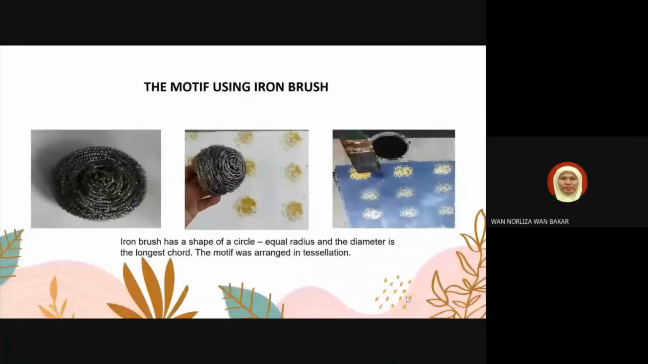The first one is using iron brush. The iron brush has the shape of a circle. Why do we say it is a circle? It has equal radius and the diameter is the longest chord. The motif was then arranged in tessellation. Tessellation is the arrangement of shapes with no gaps.